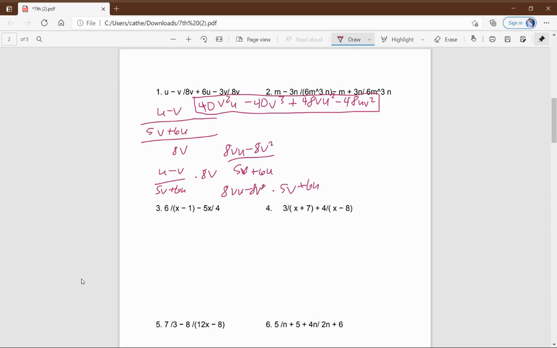Okay, we can simplify this even further. Oh god, okay. We can simplify these. We can just add the like terms together. So 40 minus 48. So that'd be negative 8ub squared minus 40b cubed plus 48bu squared. That's the final simplification thingy. There we go.